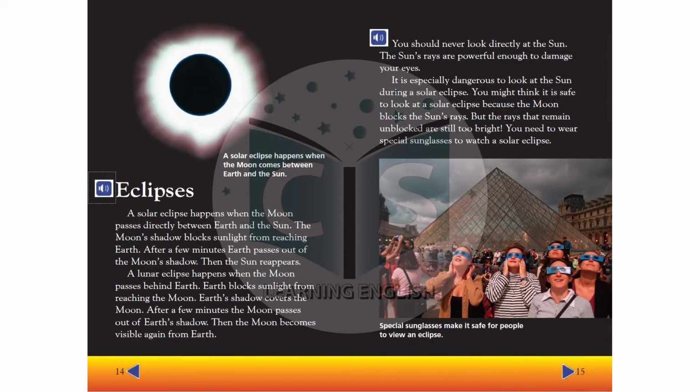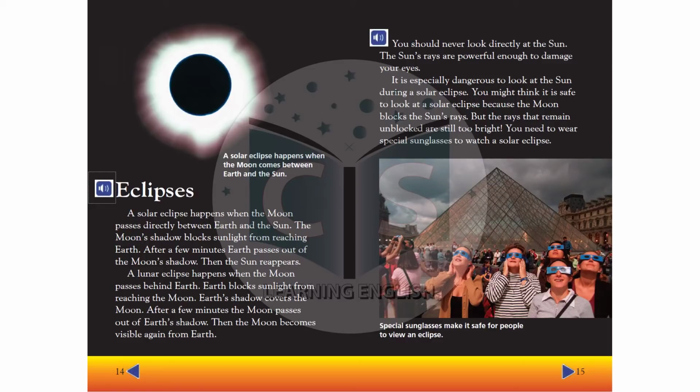Eclipses. A solar eclipse happens when the moon passes directly between Earth and the sun. The moon's shadow blocks sunlight from reaching Earth. After a few minutes, Earth passes out of the moon's shadow. Then the sun reappears.